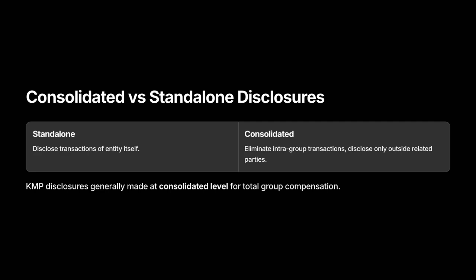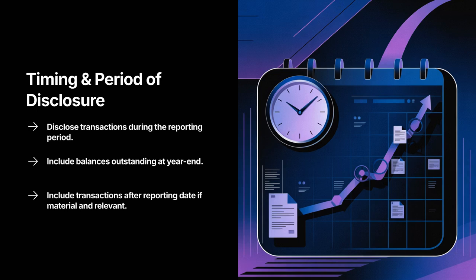End. 19. Timing and period of disclosure. Disclose transactions that occurred during the reporting period. Also report balances outstanding at the reporting date. If material events happen after the reporting date, disclose them if they are relevant to user decisions.